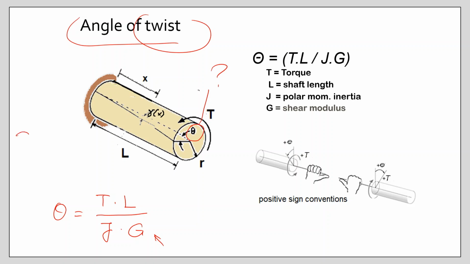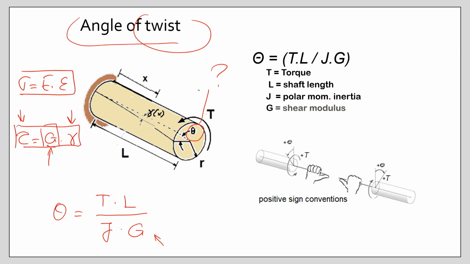We remember that G is the constant, the shear modulus, which relates the shear stress to the shear strain in the elastic region. Well, Hooke's law in the axial loading looks like this: sigma equals E times epsilon. For shear, our formula is tau equals G times gamma. Okay, this is my formula. And the signs we have already discussed.